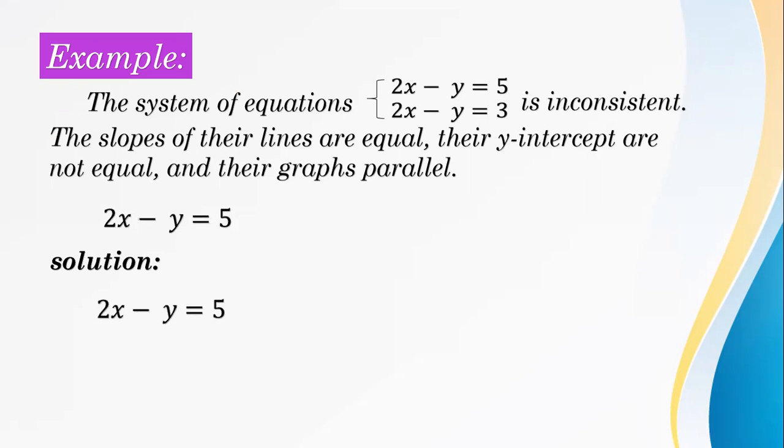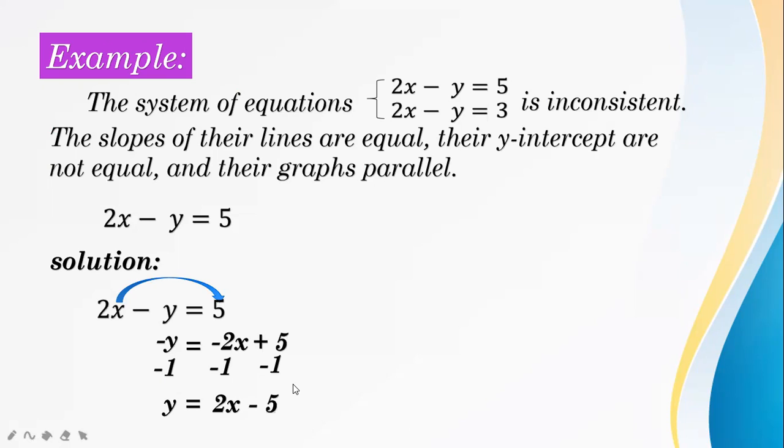So we have 2x minus y equals 5. So ito, transpose natin yung 2x. And therefore, we have negative y equals negative 2x plus 5. But this one is negative. So kailangan natin tanggalin yung negative. Ang kailangan natin kasi is positive y. So divide both sides of the equation by negative 1. Negative, negative, the answer is positive y equals 2 over 1, or 2 divided by 1. Of course, the answer is positive 2x.